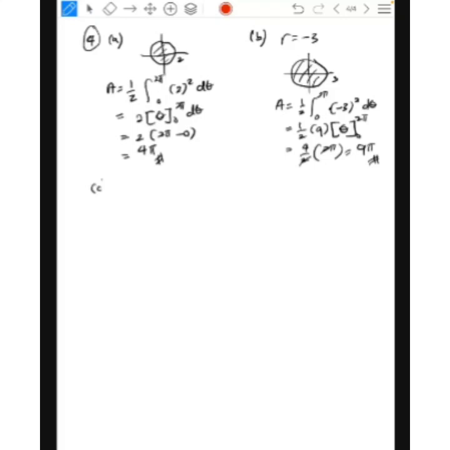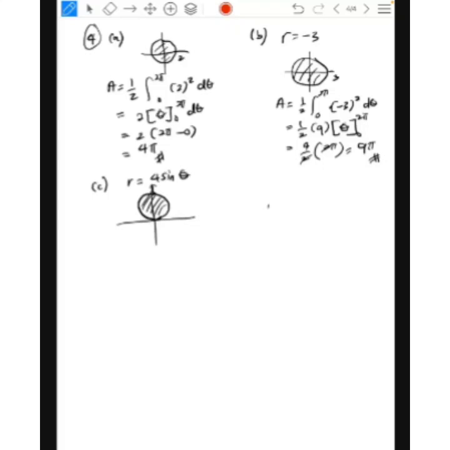Okay, however, for the question r equals cosine theta, it is a circle on the y axis only. Okay, it does not touch the x axis. Y axis positive. Why is it positive? Because sine is positive. Okay, so you have all this.